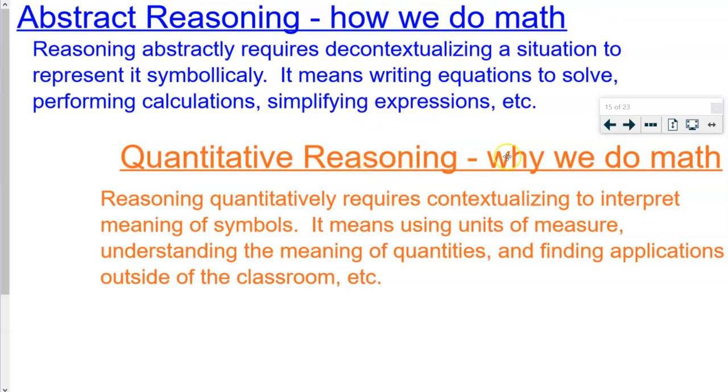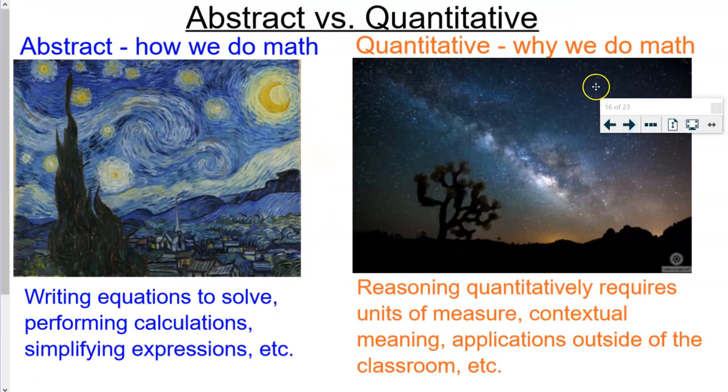But quantitative reasoning is why we do math. Reasoning quantitatively requires contextualizing. That means we make it make sense in the real world. We tie it back into the actual situation that we're talking about. And we do that so that we can interpret the meaning of the symbols that we used in abstract. It means we're using units of measure, we're understanding the meaning of the quantities, and finding applications outside of the classroom. Because that W plus 6 equals 11, that only matters in the classroom. But possibly knowing lengths and widths of rectangles would have some real life meaning even when you're not in a math classroom. This is the part that I want you to write down, kind of summarizing all of this, okay?